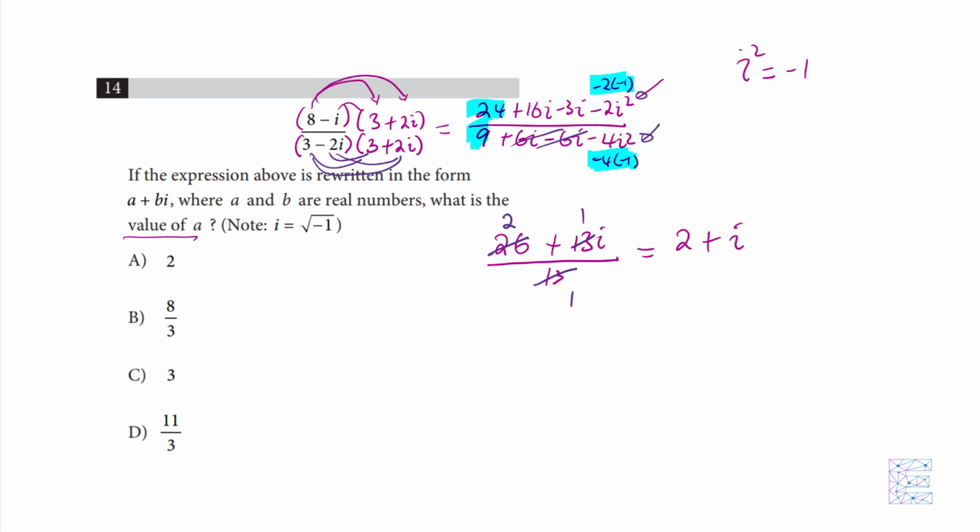Now the question was asking, once you divide, the expression can be written in the form of a plus bi, which is this form right here. What is the value of a? a is the constant right here. So a happens to be 2, which makes 2 the answer to this question.